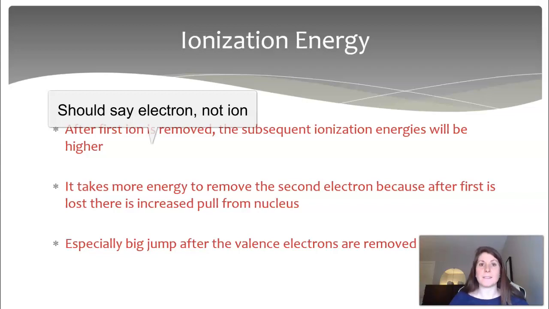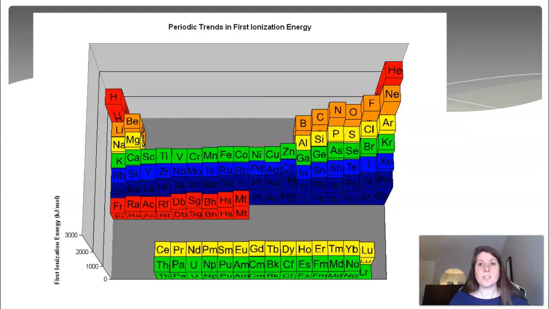So you remove the valence electrons, and now you're at those inner electrons, so shielding is much more reduced, and it's going to be a lot harder to remove those electrons. This is just a general trend that you see.